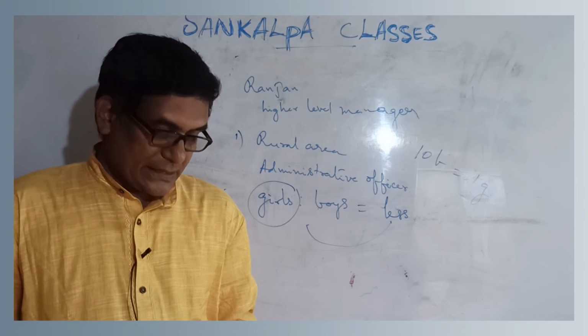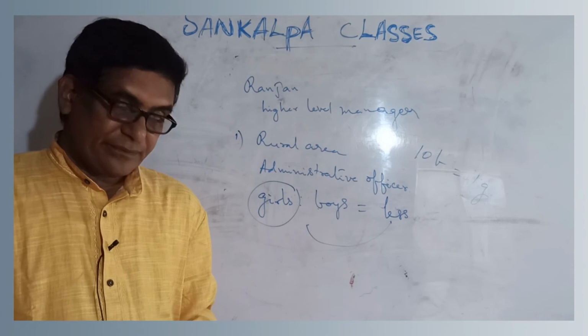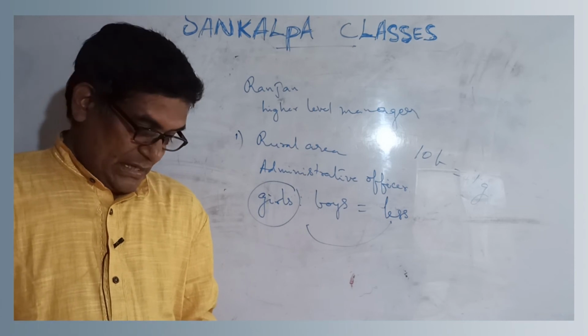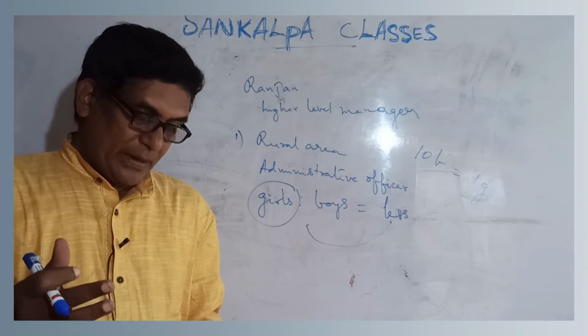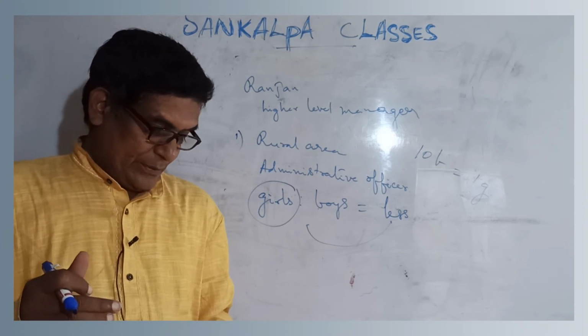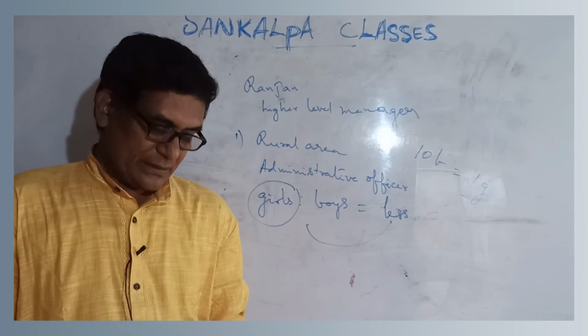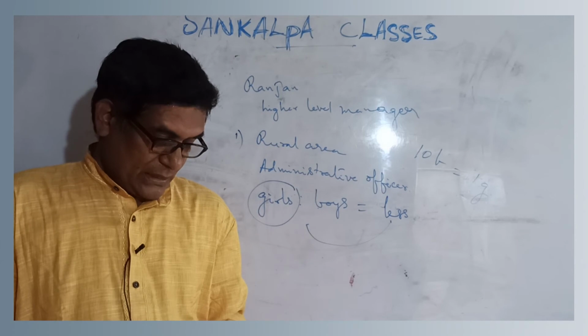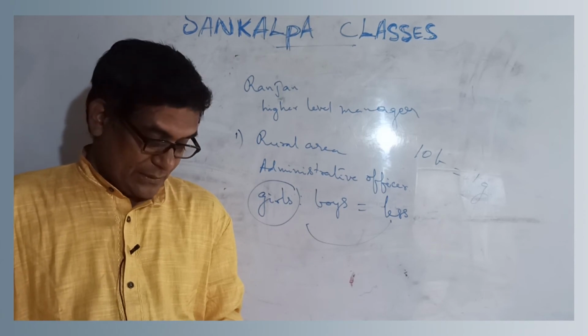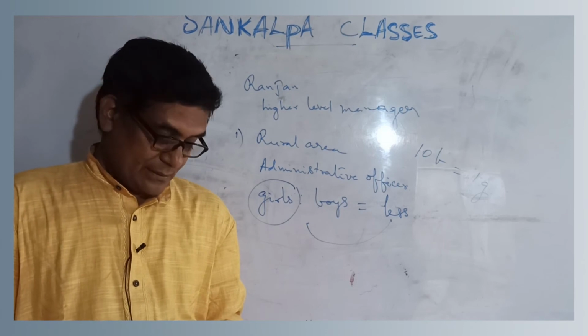So what is the logic behind it? As an administrative officer, first of all, you are required to find out the problems and reasons behind why villagers have been murdering the girl child. So it is your duty as an administrative officer. You have to find out what are the problems and reasons why these villagers are murdering the girl child, why they are killing this girl child.